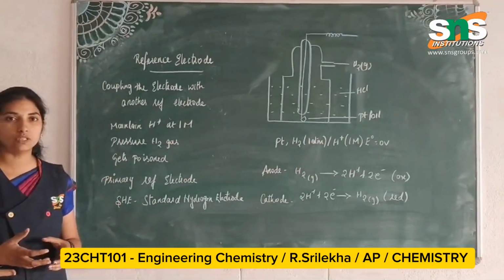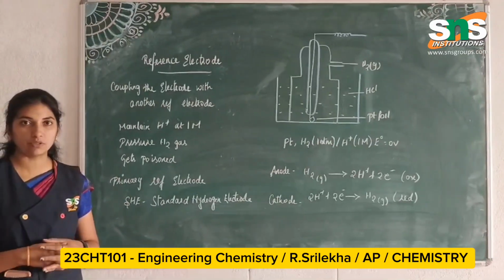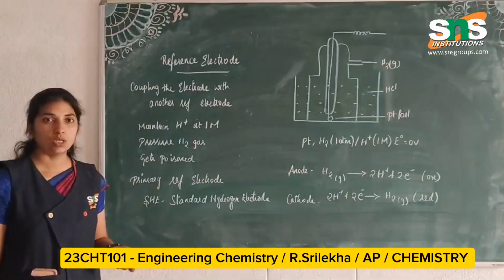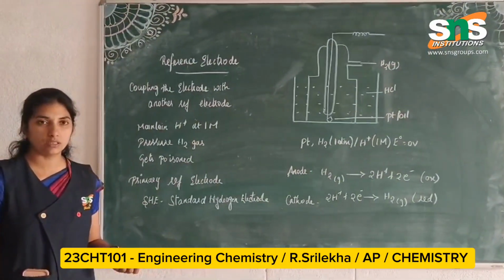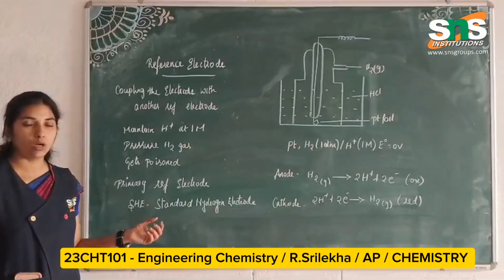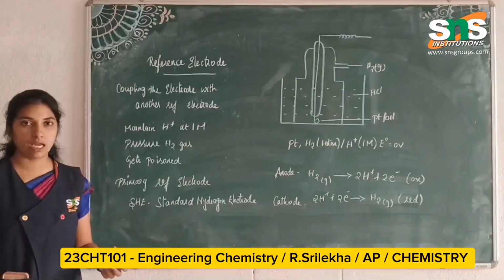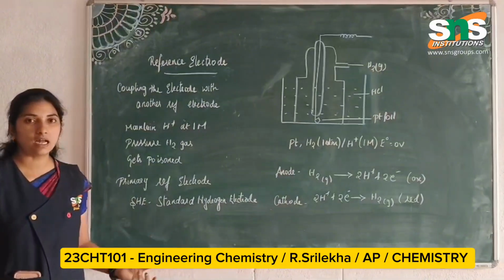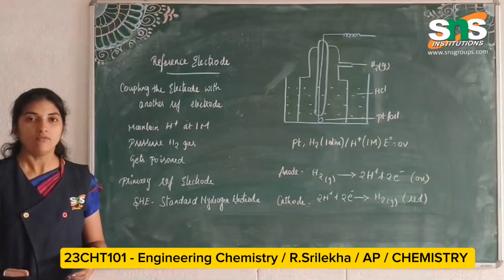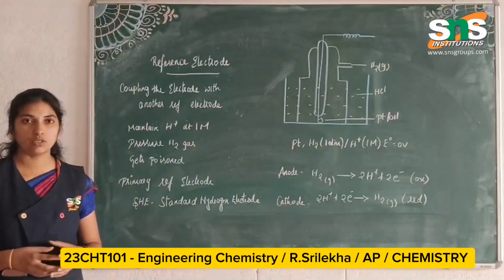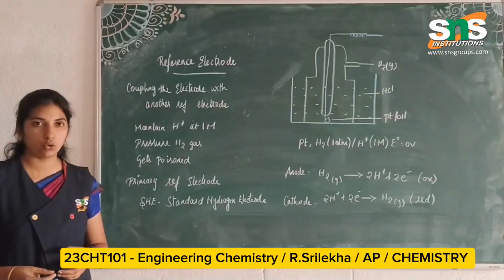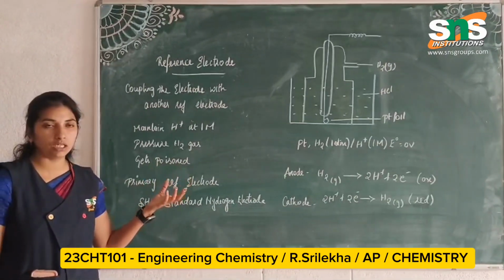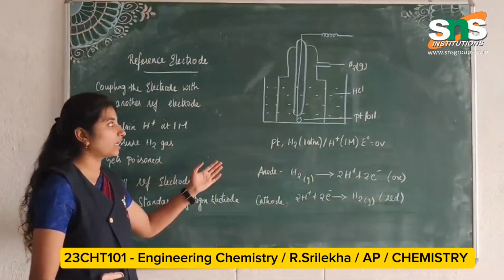So the reference electrode is classified into two types of electrodes. One is the primary reference electrode. The primary reference electrode refers to only one type of electrode we can use here. That is SHE, the standard hydrogen electrode. Whenever the standard hydrogen electrode is considered as a primary electrode, we can discuss the construction and its representation in this diagram.